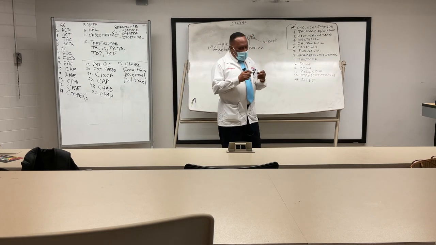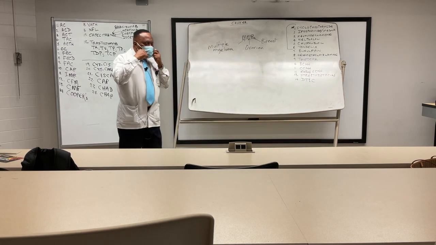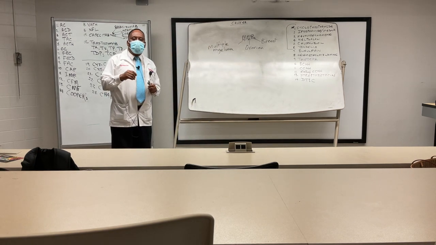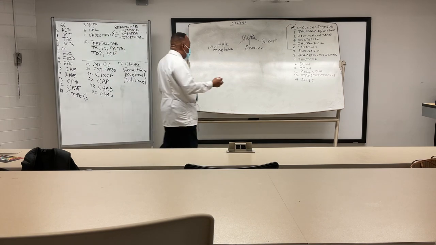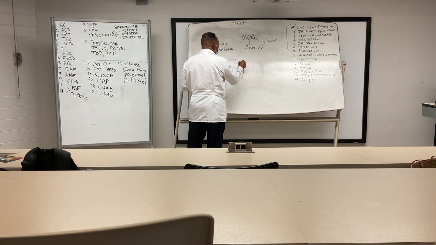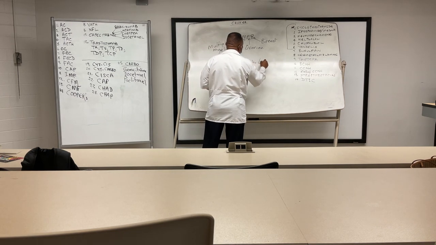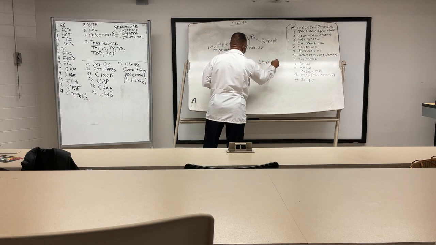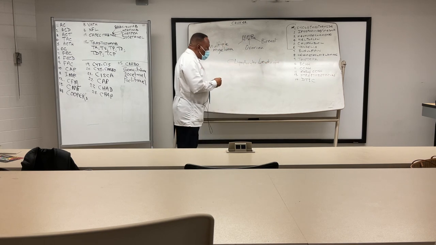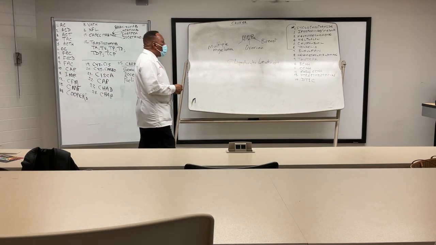Chlorambucil is a nitrogen mustard that is most often used for CLL, that is your chronic lymphocytic leukemia. That's what you use chlorambucil for mostly.